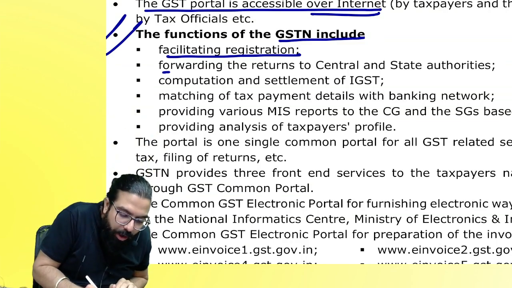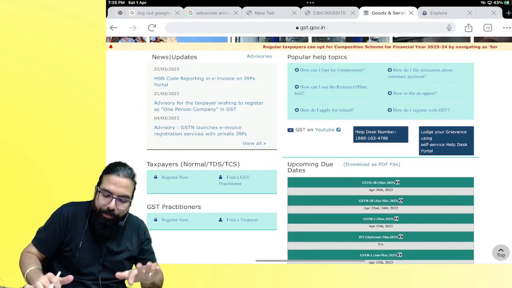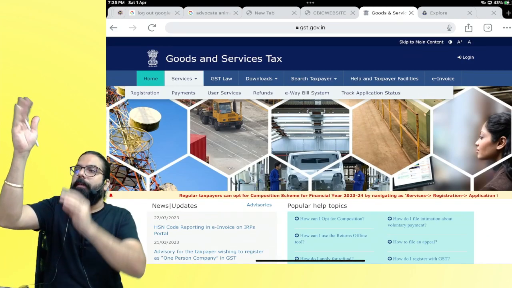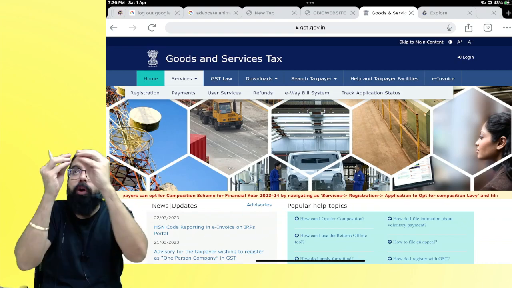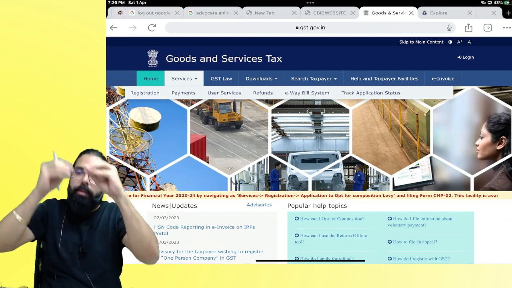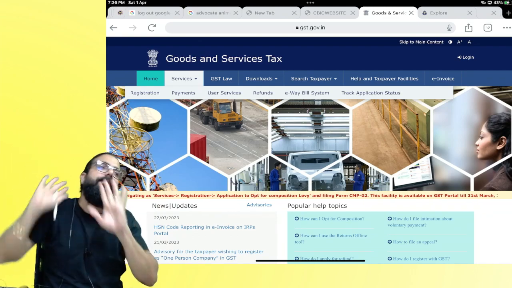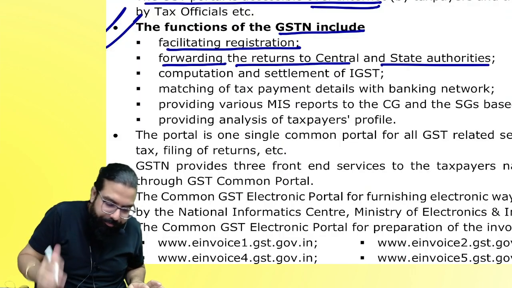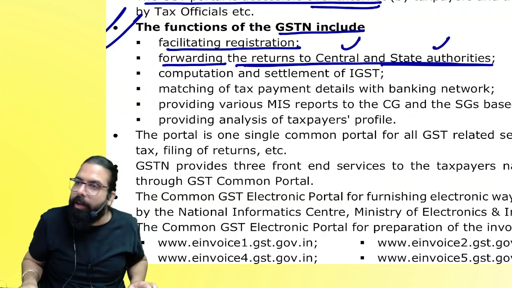Next. Forwarding the return to center and state. I will go to gst.gov.in, log in and file my return. Once I file my return, will I go to my officer and give my return myself? Or will the GSTN network forward it directly to my officer? The GSTN company, who has formed this portal, automatically forwards your return to your officer. Can I go ahead, everyone? So it says over here, return will be forwarded to whom? Center or the state authority.